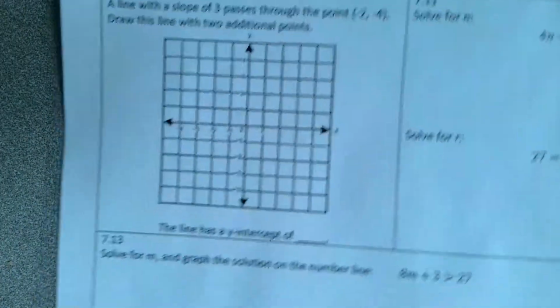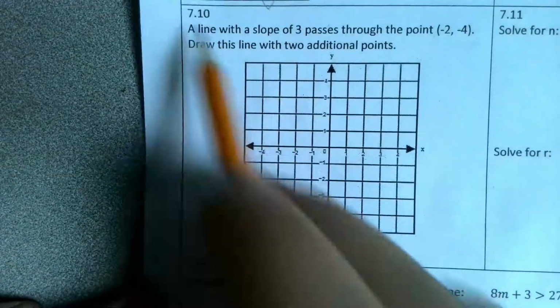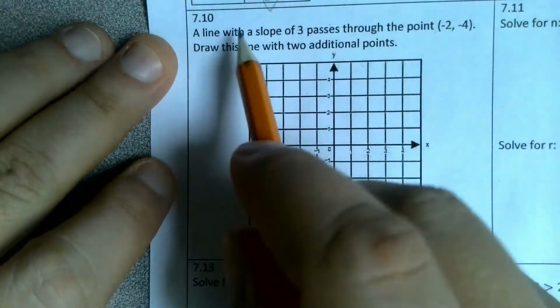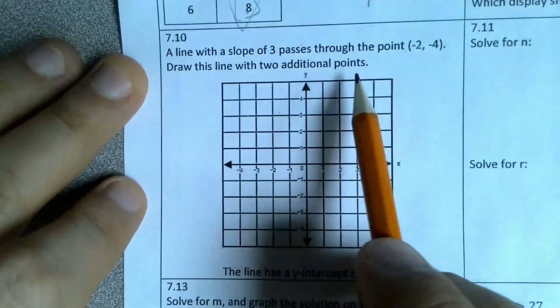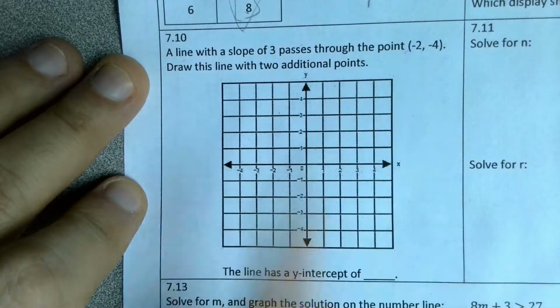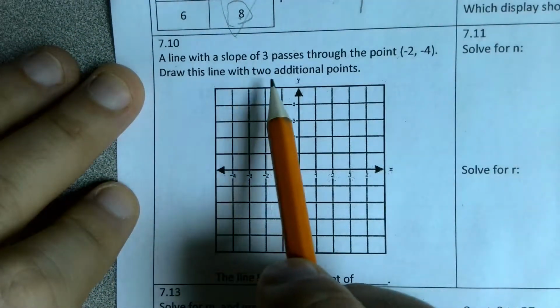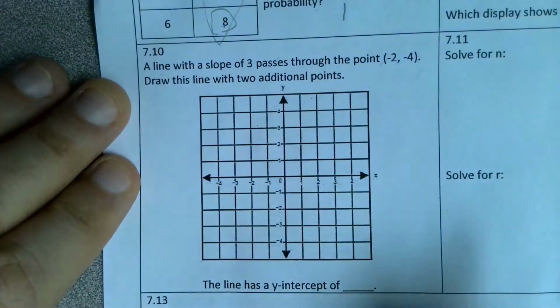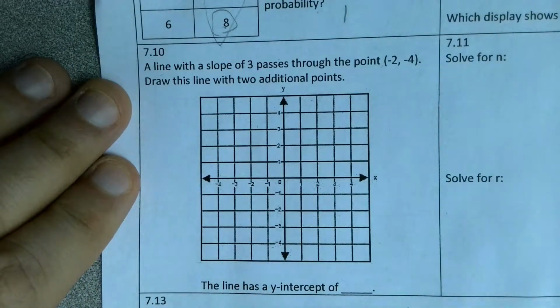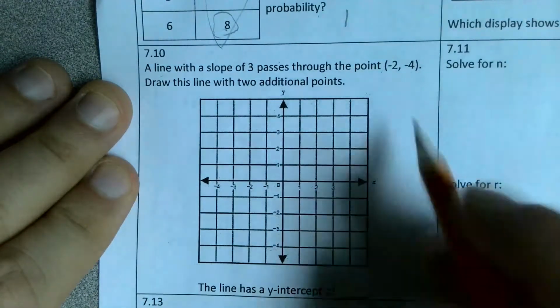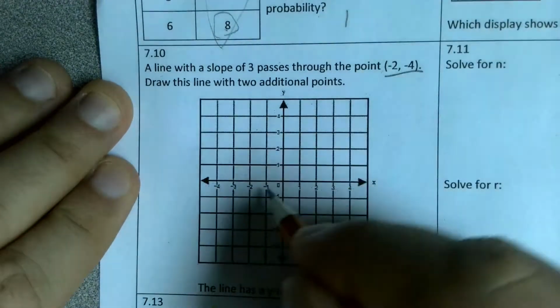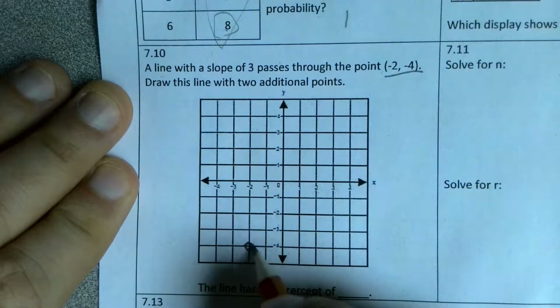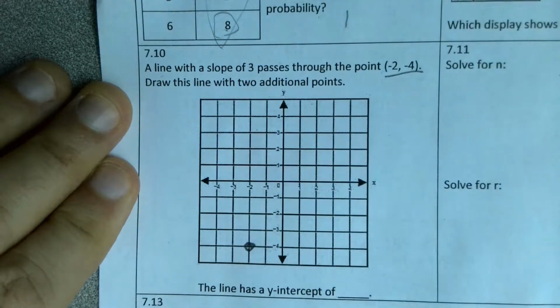Okay, almost done here, almost done. We've got 7.10. This is a line with a slope of 3 that passes through the point (-2, -4). Draw this line with 2 additional points. We did this a little bit already on one of our worksheets a couple weeks back. This is pretty easy. All you have to do is plot the point (-2, -4). Boom, there you go. Step 1 done.